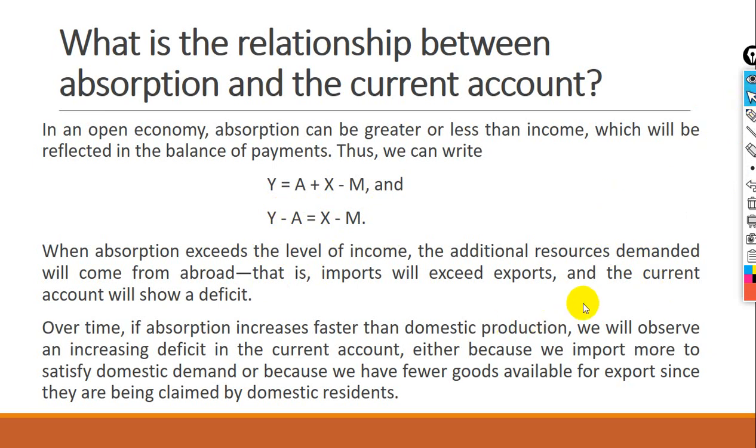So this is the relationship between absorption and current account. So once again, absorption means domestic demand for a product, whether in the form of consumption or investment. The relationship between absorption and current account is that if absorption exceeds domestic production, we are going to import from abroad or decrease our exports. As a result, the current account is going to witness a deficit.